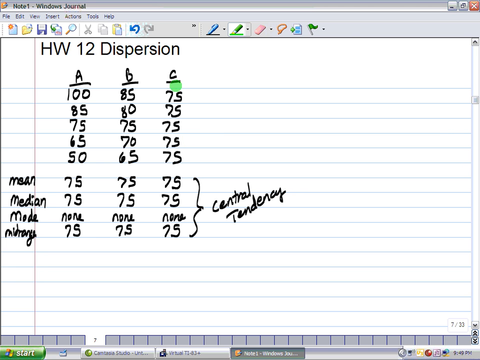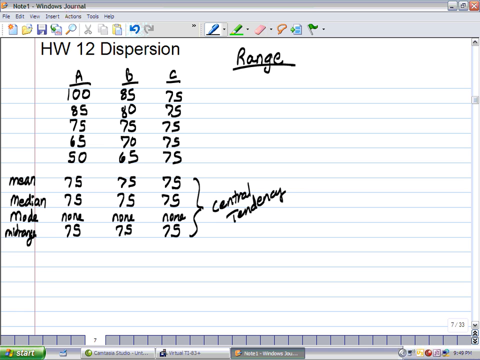If I were usually a poor student, I'd prefer to be in this class because it looks like everybody's getting a C. Well, if I was a good student, I'd want to be in that class. So it looks like there is a difference here. And that difference has to do with, instead of being near the middle, the central tendency, the dispersion, how spread out. So we're going to look at three different measures of dispersion. The first one is the range.